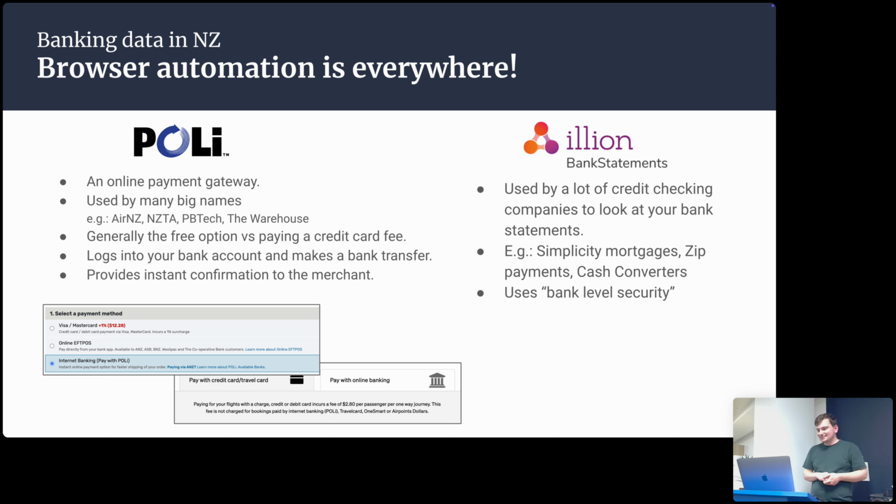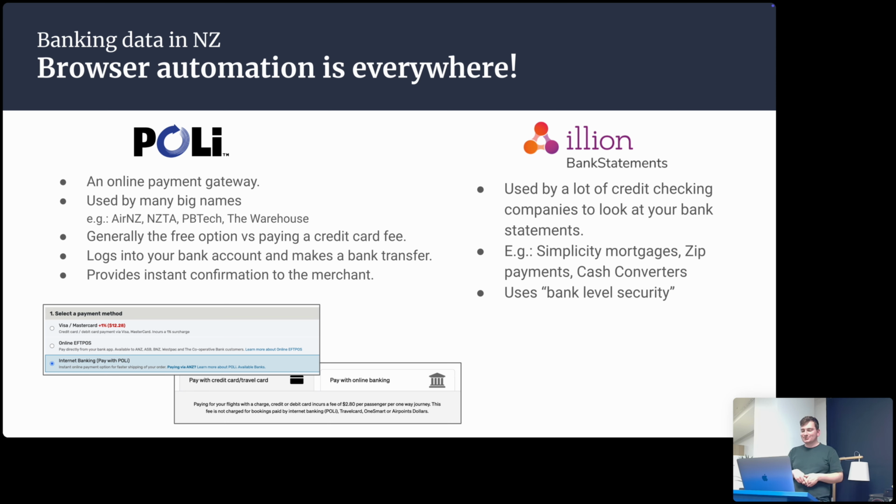Another one I've seen is a thing called Illion bank statements, which a lot of credit checking agencies seem to use. I was personally asked to use this for a Simplicity mortgage, and they said you can't just provide your bank statements, you've got to use this service. And so it's like, well, I either don't get a mortgage with them, or I have to hand off my username and password. And they said, well, just change your password. Like, okay, I guess, but yeah, it still feels a bit icky.